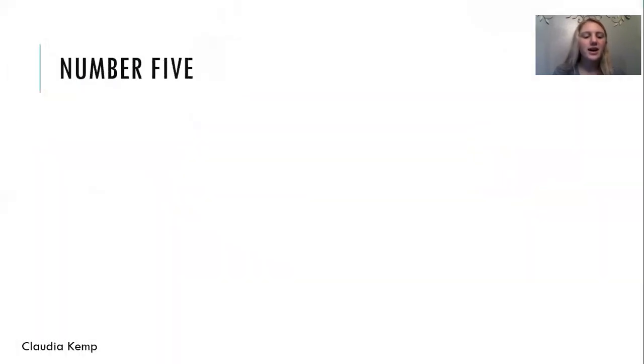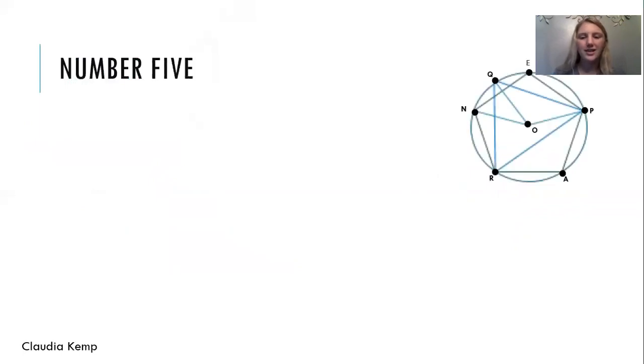Number 5 asks that we construct a pentagon called PENTA, and an equilateral triangle, and put them within a circle. And it has to have point O at the center. And we are asked to determine the measure of angle NOQ. So NOQ, we're asked to determine the measure of that angle.